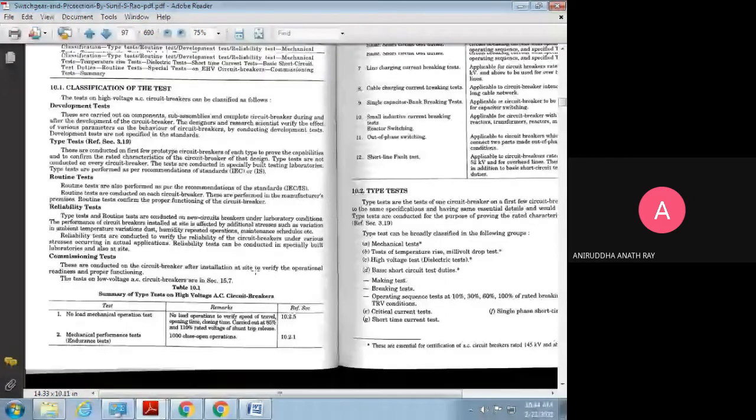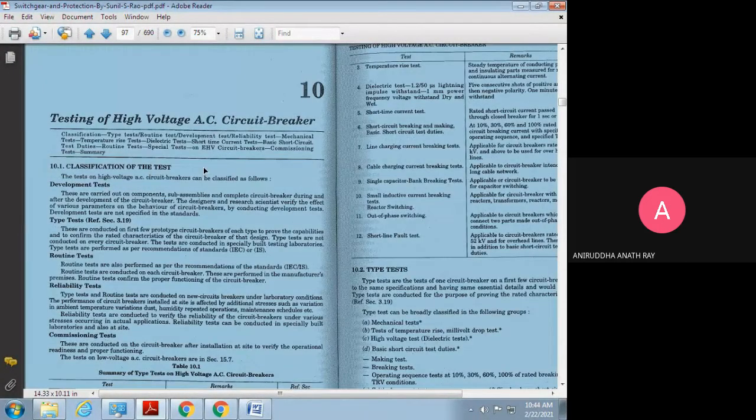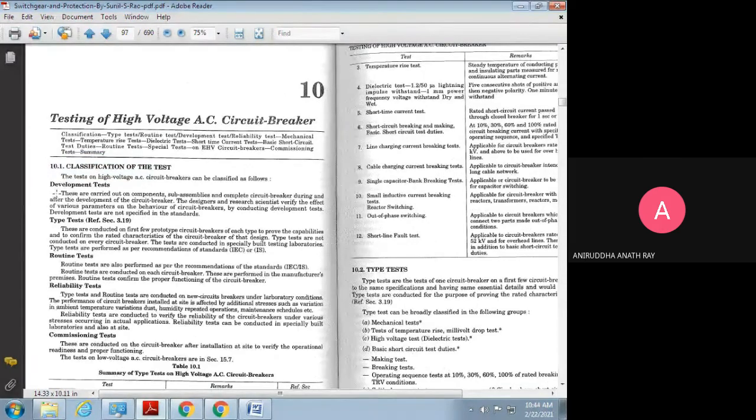Need not study in that detail. So again, for this topic, refer SS Rao, chapter number 10, section 10.1. Note down, for this topic refer SS Rao, chapter 10, section 10.1 only. That's it. I told you earlier, please give importance to previous year questions only, because in the syllabus, everything they have given is from SS Rao. Next is HRC fuses.